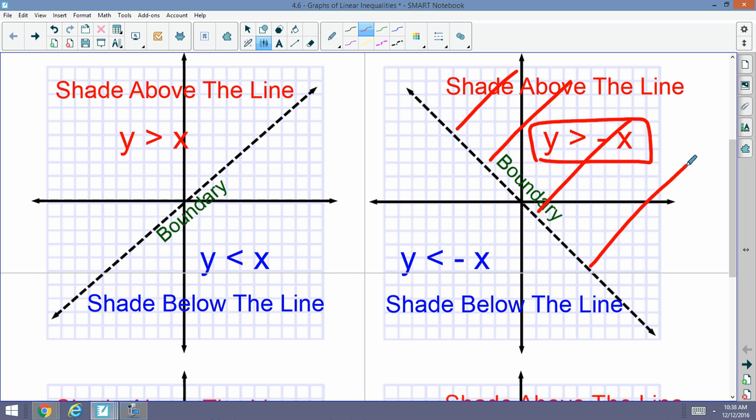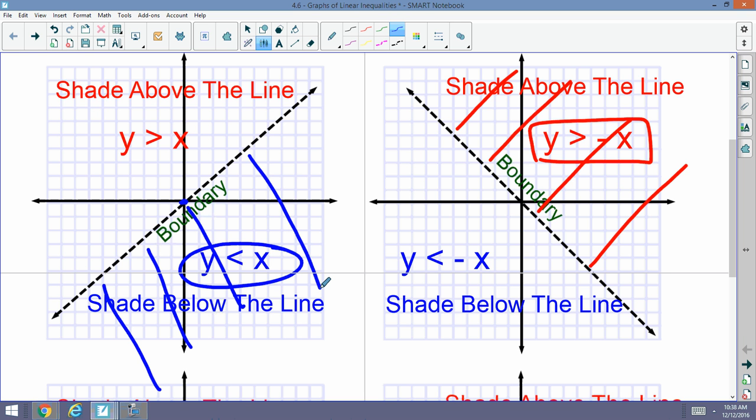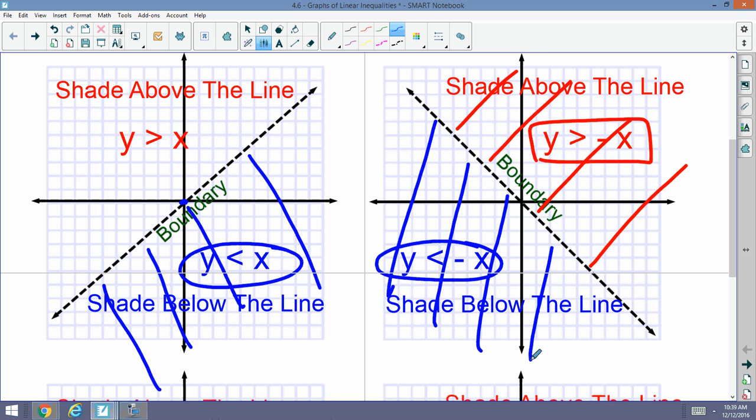What do I shade? Literally go by your y-intercept, basically. Look at the blue, if I shade below, it's because y is less than x. That means that my y-intercept is 0. Going below it, underneath it, will be less. And that's how you shade. It doesn't matter if you have a positive or negative slope. If you have y is less than negative x, I'm shading below as well.